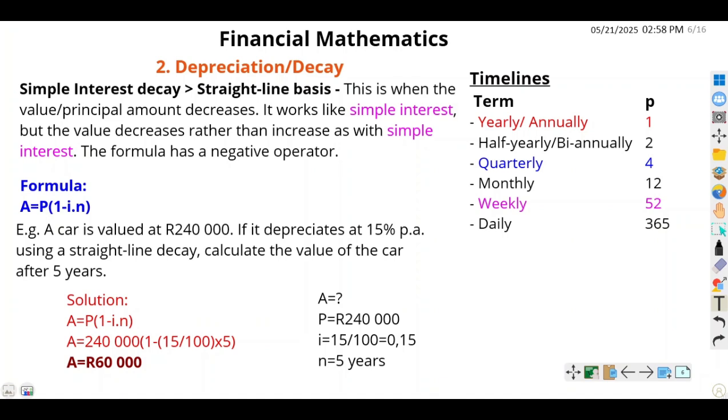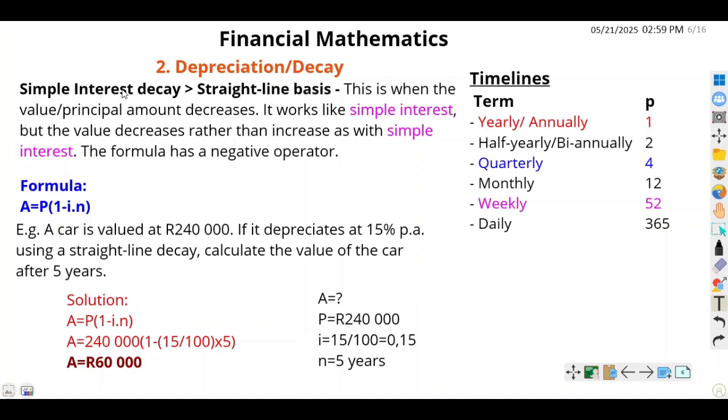So what they're saying here is simple interest decay or straight line basis decay is when the value gets reduced. Let's say for example you own a car and they say the value of the car depreciates. It means you bought the car for 300,000 and it loses value, so by the time you sell it you won't be able to sell it for 300,000 rands. You'll be selling it for a lower price because it has depreciated.